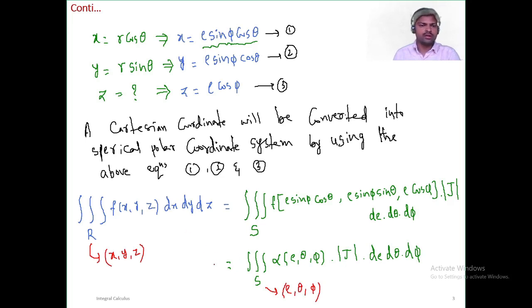But overall, by this Jacobian, these integrals will be adjusted. Now look at graphically how these three transformations generate a sphere. So why the name spherical polar coordinate system? By using one animation video, I will convince you how a sphere is generated under these three transformations.